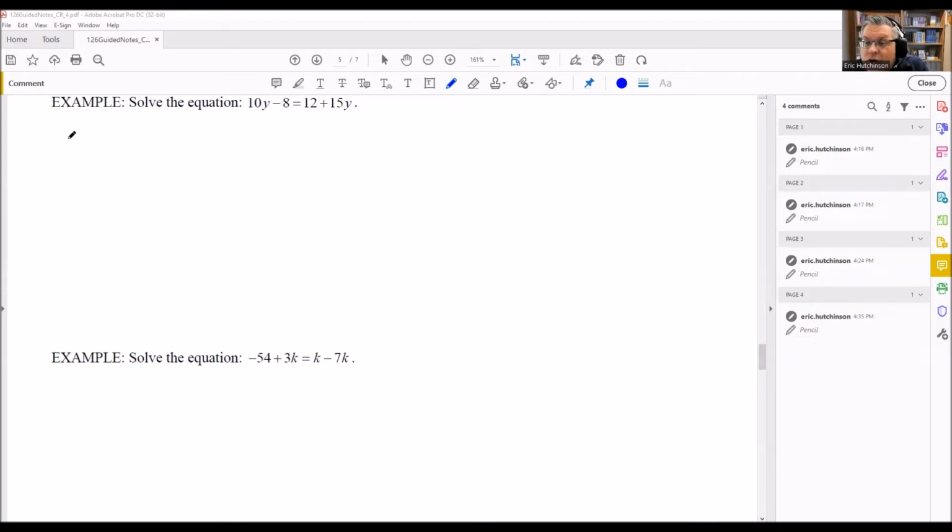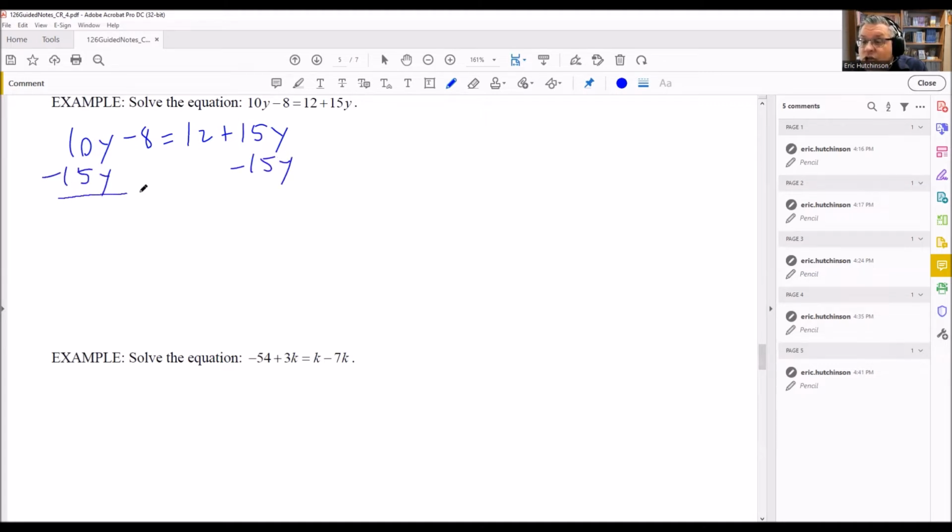these. Okay, so I have 10y minus 8 equals 12 plus 15y is the problem that we have here. First thing I want to do is I want to get all the variables on the left-hand side, which means I don't want any more variables on the right-hand side. So what I'm going to do is I'm going to subtract 15y from both sides. That's my first step I'm going to do.